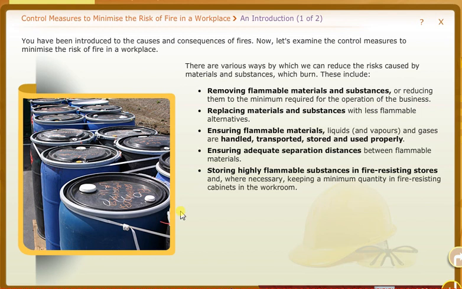Replacing materials and substances with less flammable alternatives. Ensuring flammable materials, liquids and vapors and gases are handled, transported, stored and used properly. Ensuring adequate separation distances between flammable materials. Storing highly flammable substances in fire-resisting stores and, where necessary, keeping a minimum quantity in fire-resisting cabinets in the workroom.